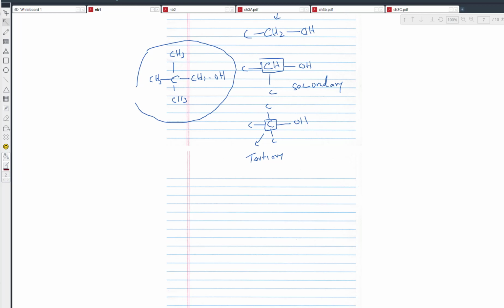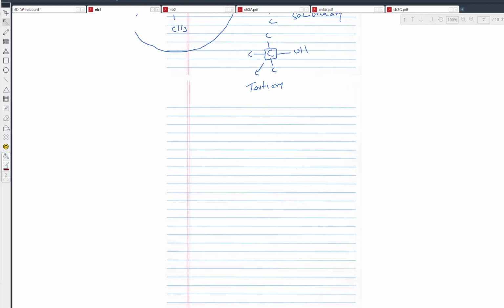So let me explain this to you. We can get both products depending on what base we are using. CH3, CH, CH2, CH3, CH2, CH3. And the OH is attached here, am I right? So definitely we have to remove OH from here.